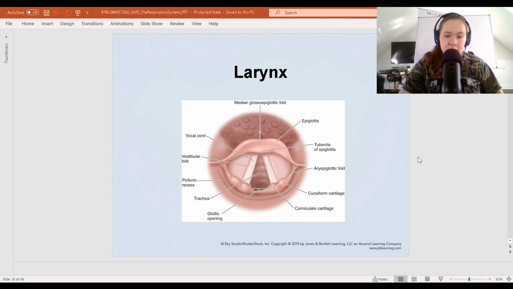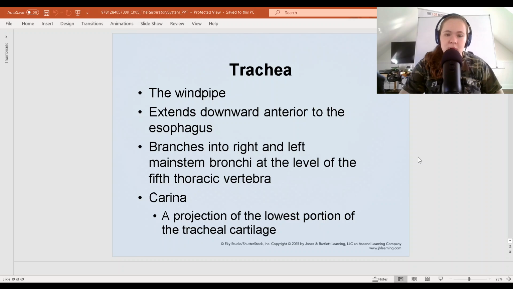So you can see here we have the vocal cord, the vestibular fold, and everything's there. This is actually what it looks like. The trachea is the windpipe. This extends downward anterior to the esophagus. This branches into right and left mainstem bronchi at the level of the fifth thoracic vertebra.